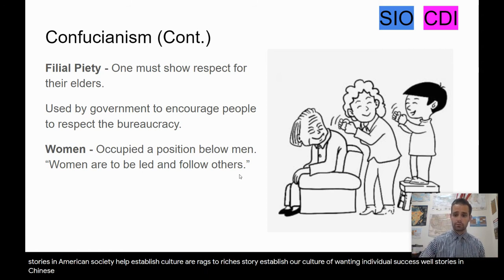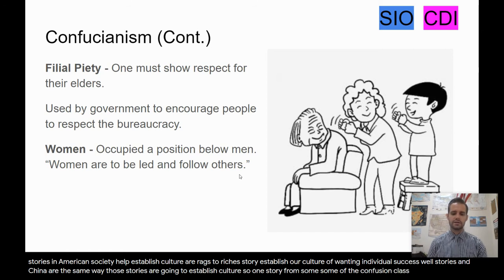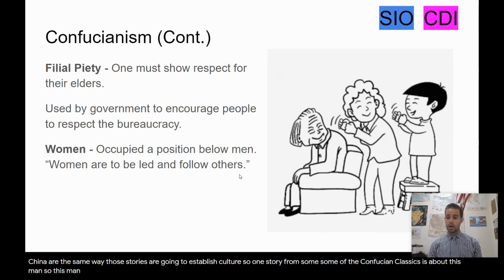Well, stories in China are the same way. Those stories are going to establish culture. So one story from some of the Confucian classics is about this man. This man is married to a woman, and this man takes another woman, a concubine, if you will.